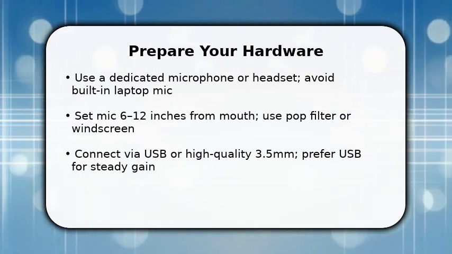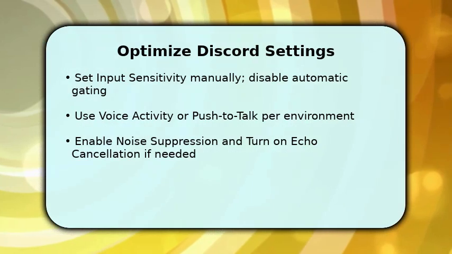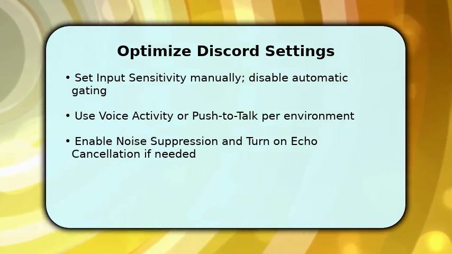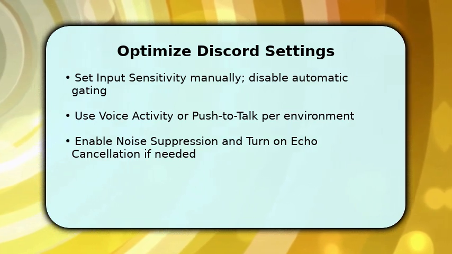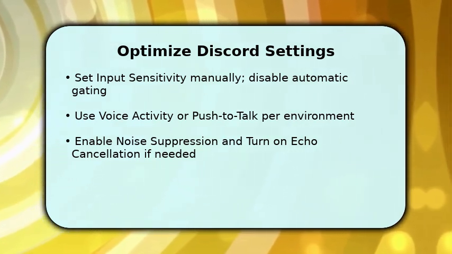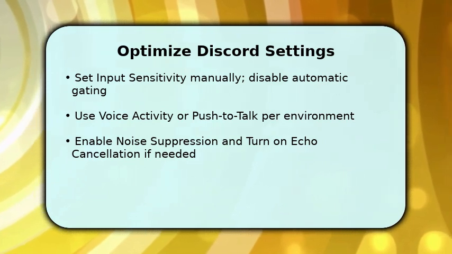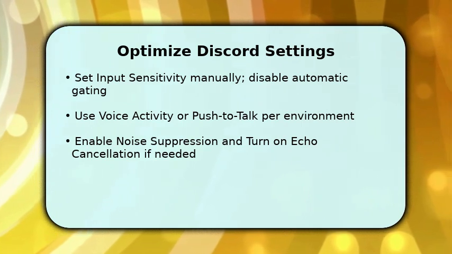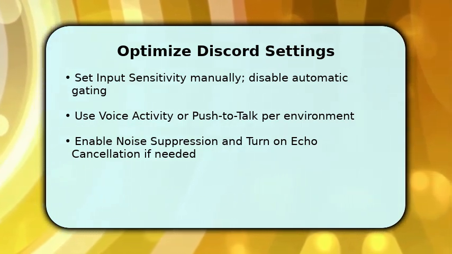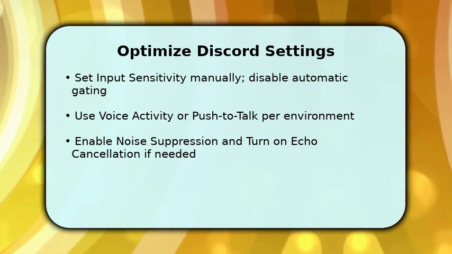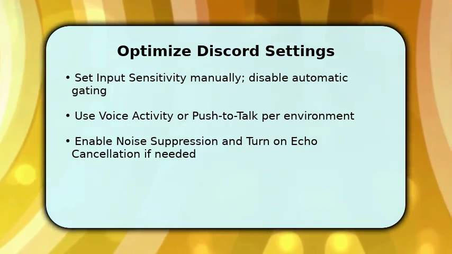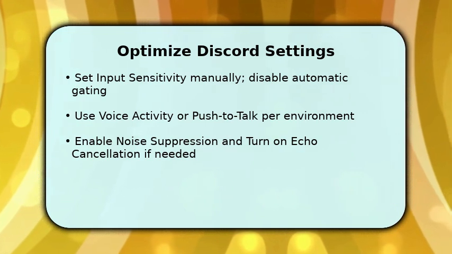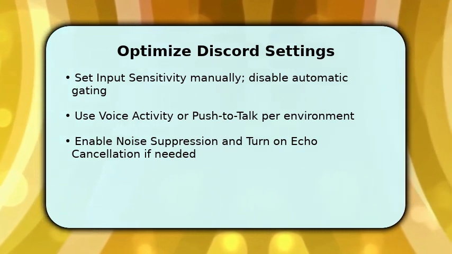Now open Discord and tune the core settings. Turn off automatic input sensitivity so you control the threshold. Then speak and drag the slider until your voice registers without cutting quieter words. Decide between voice activity for hands-free use or push-to-talk to eliminate background noise entirely. Enable Discord's noise suppression and echo cancellation if others hear room reverb. Also switch audio subsystem to standard or legacy if you experience dropouts, and test with a friend to confirm clarity.